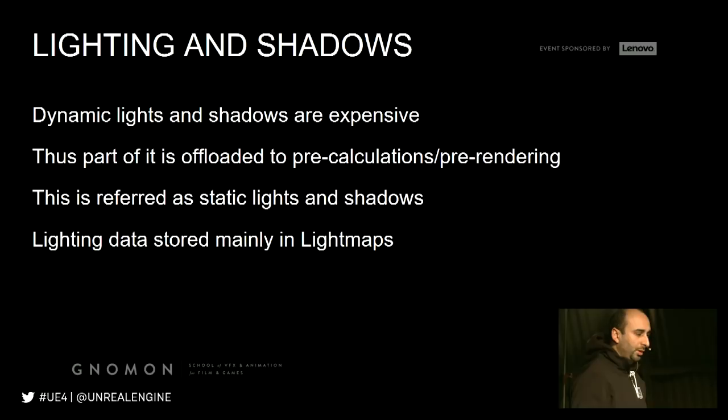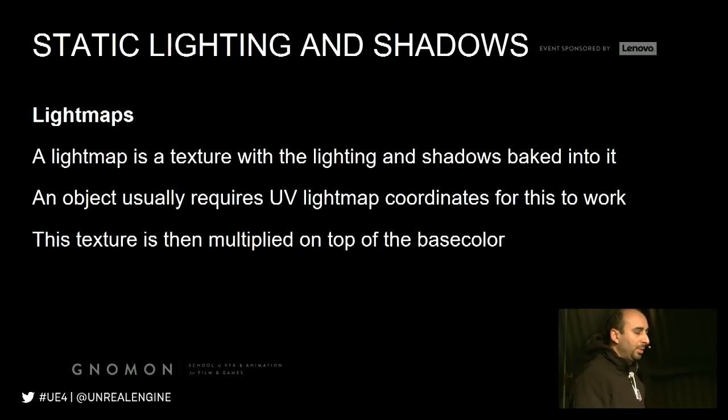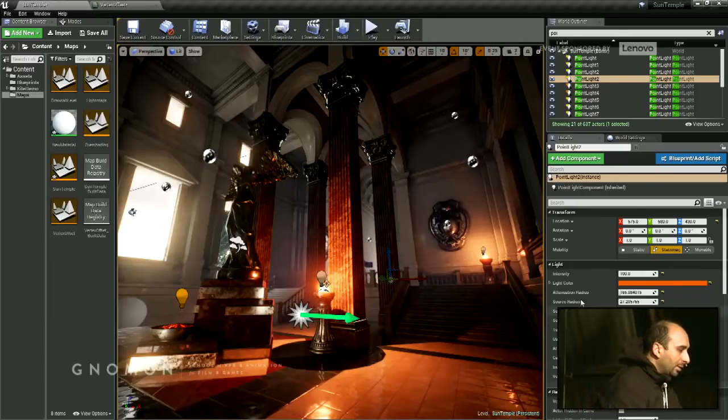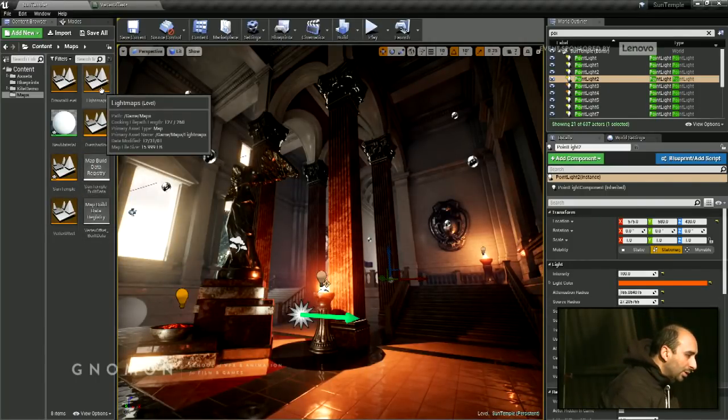We refer to this in Unreal as static lights or static shadows. Usually this information is stored as a texture, which we call light maps. A light map is a texture that contains the lighting and shadow information baked into it. Objects that have light maps require an additional UV for mapping between the object and the texture. The light map is multiplied by the color information we have from the texture and other things. In the editor, let me show you a simple scene that demonstrates light maps.